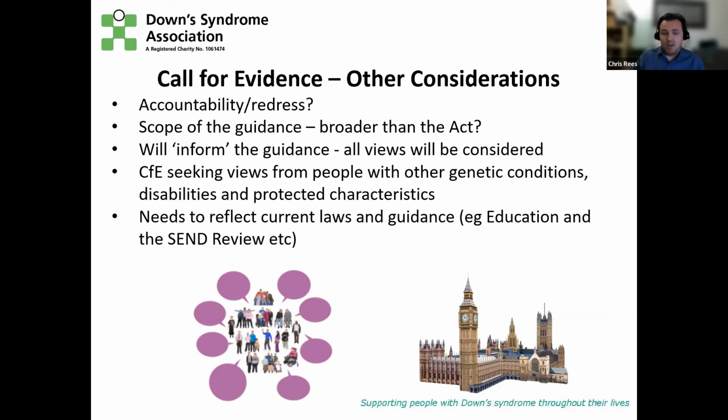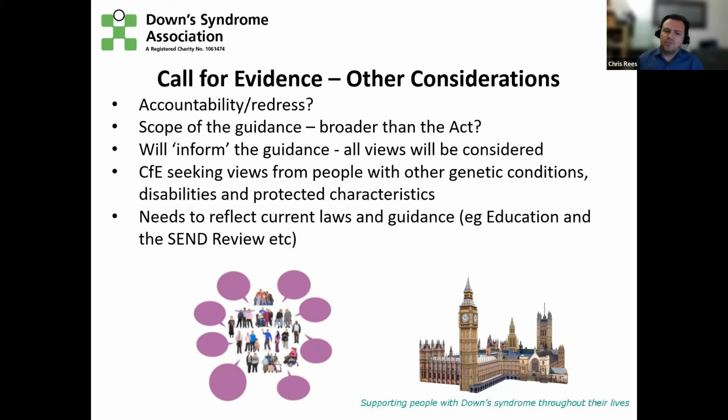That issue I raised earlier about accountability and redress: due regard is a useful requirement for local authorities or health services, but is there something more as we go forward? As we found with many issues in consultations, and you might have seen in the SEND review, accountability is a really big issue within the system in terms of people getting what they're entitled to. So I think that's a question that will stay with us as we progress.